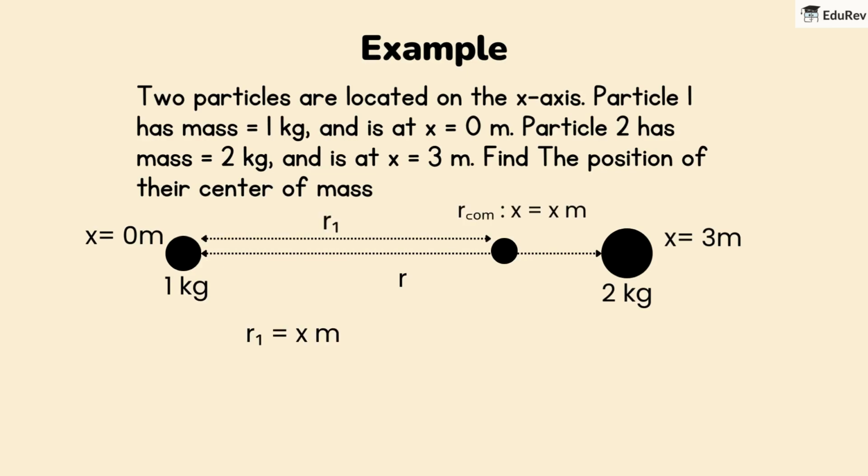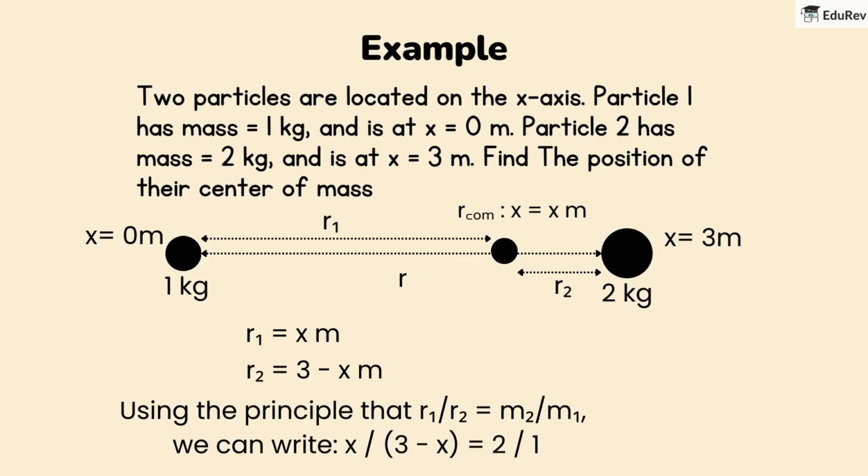So, R1 is equal to distance of center of mass from particle 1 is equal to x. R2 is equal to distance of center of mass from particle 2 is equal to 3 minus x. Using the principle that R1 by R2 is equal to m2 by m1, we can write x by (3 minus x) is equal to 2 by 1. Solving this equation, we get x is equal to 2 into (3 minus x). x is equal to 6 minus 2x. 3x is equal to 6, x is equal to 2 meters. So, the center of mass of the two particles is located at x is equal to 2 m on the x-axis.